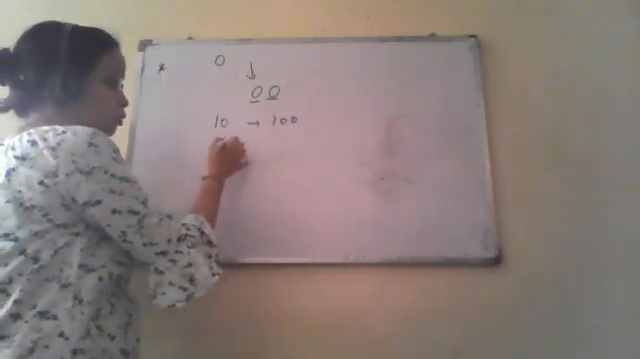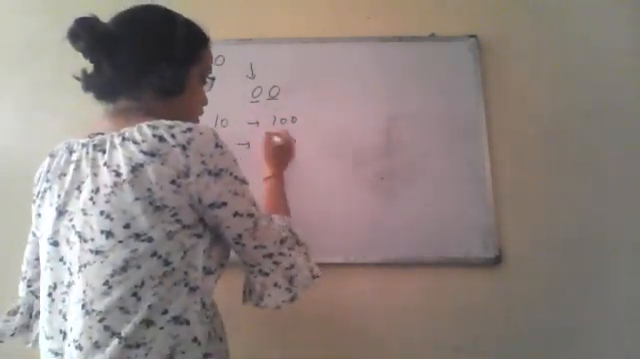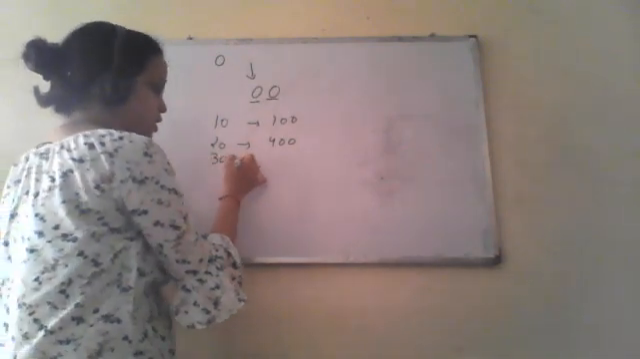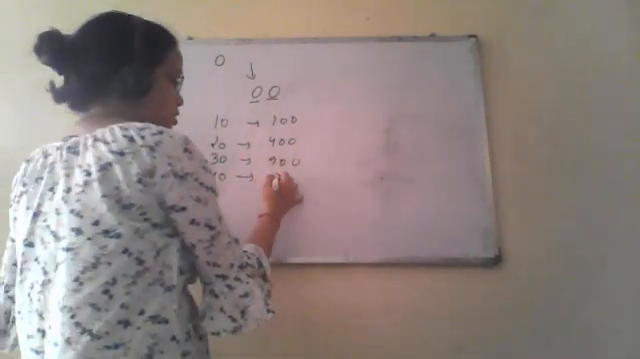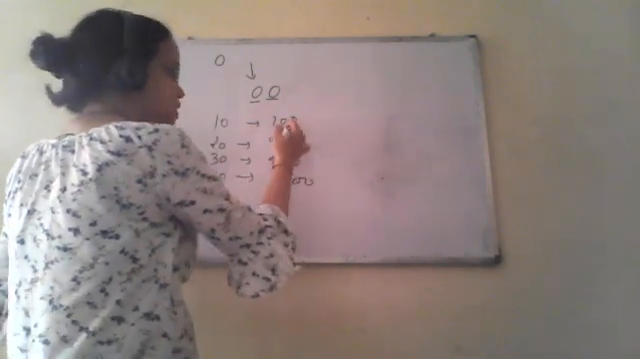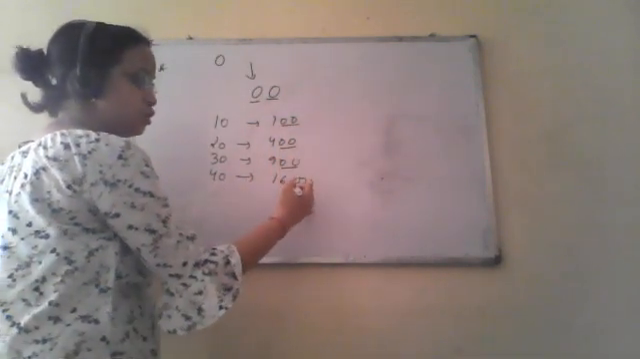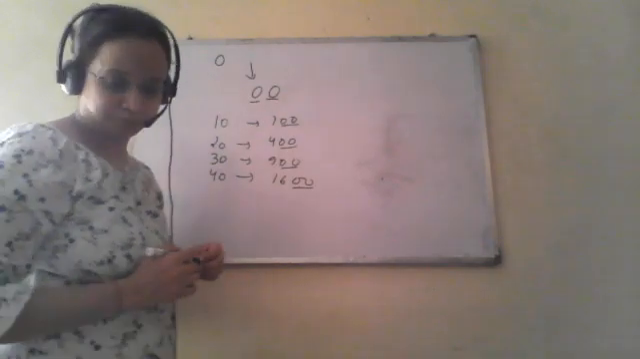Square of 20 is 400. Square of 30 is 900. Square of 40 is 1600. So all these numbers have double zeros, or two zeros, at the end.